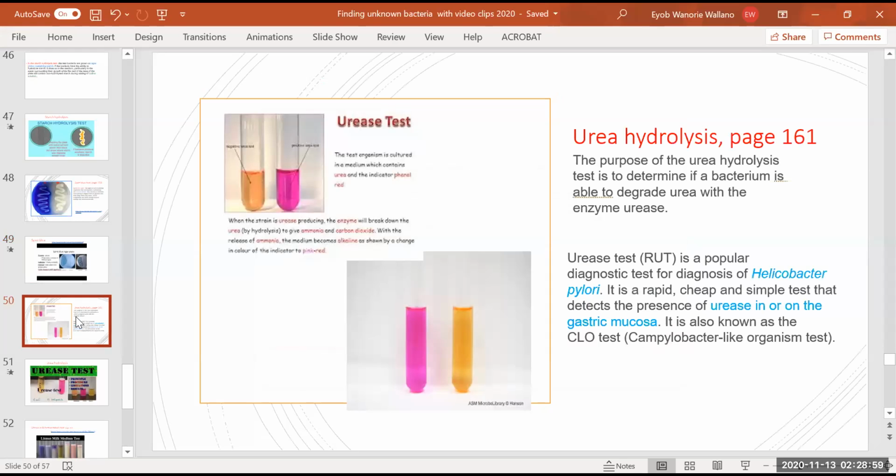Coming to another one, the urease test. The urease test is used to analyze whether the sample we took has Escherichia coli, Helicobacter, or another bacteria.